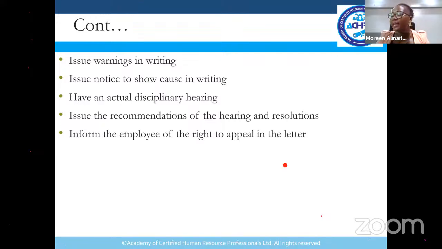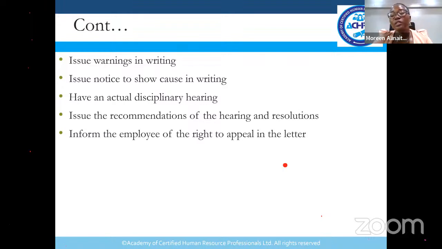Issue a recommendation. At the end of the minutes, recommend either for the person to be fired or not. If the person is to be fired, inform the employee, and write in the letter, "pursuant to." Now, this one is what will save you in court. This is what will save your face in court.